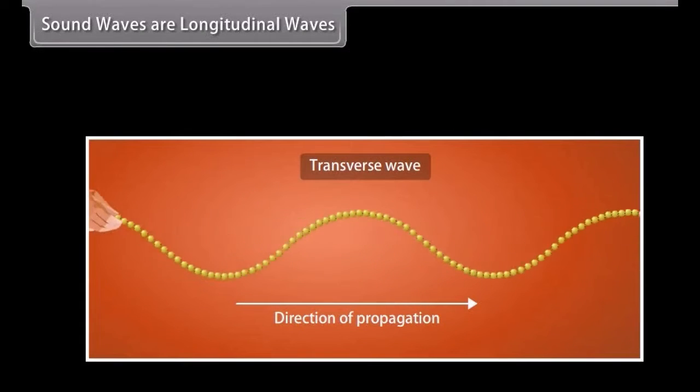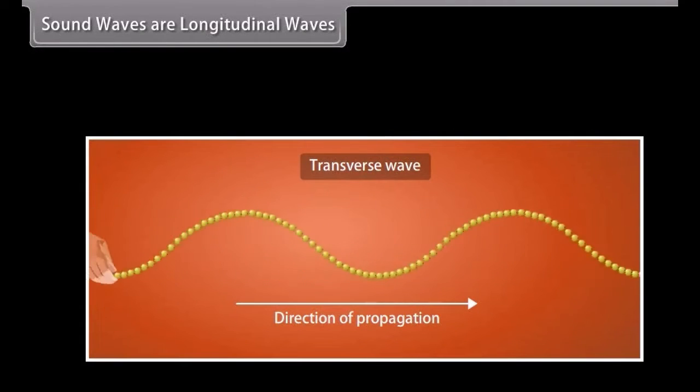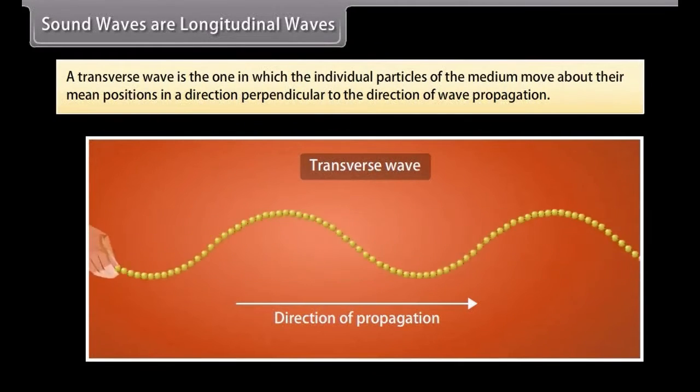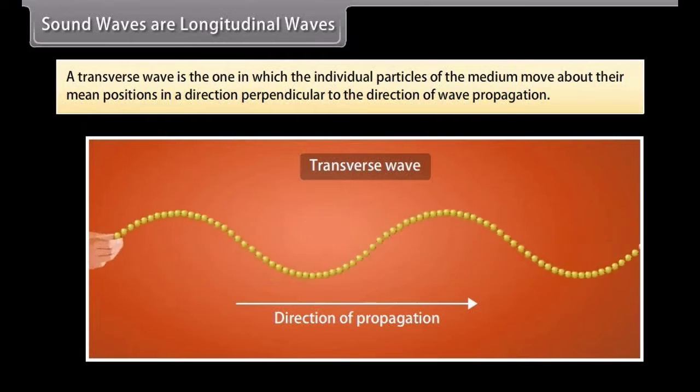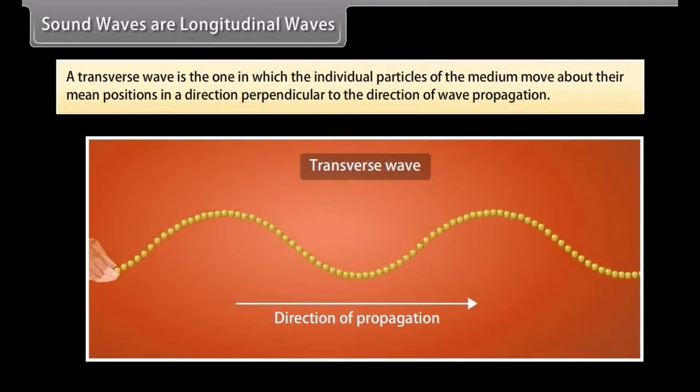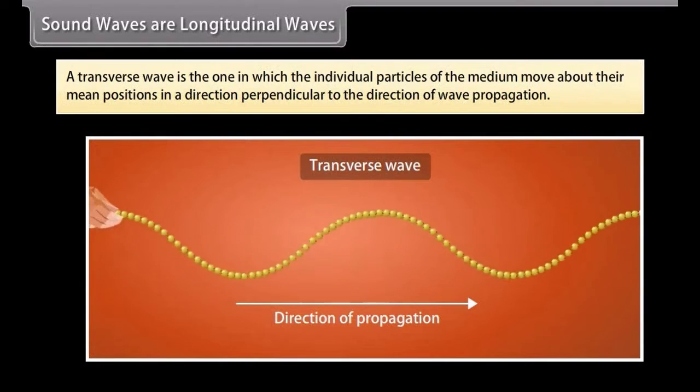There is also another type of wave called a transverse wave. A transverse wave is one in which the individual particles of the medium move about their mean positions in a direction perpendicular to the direction of wave propagation.